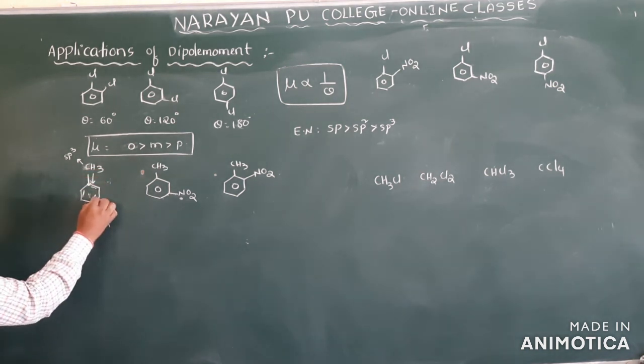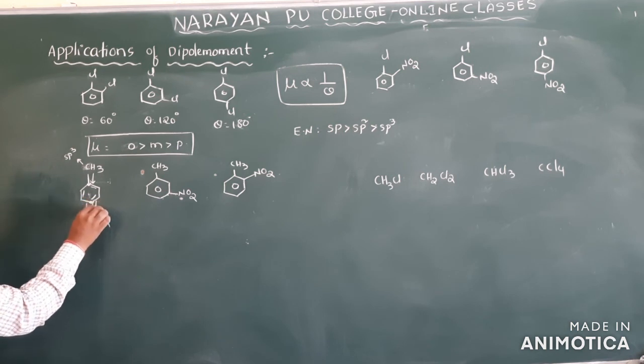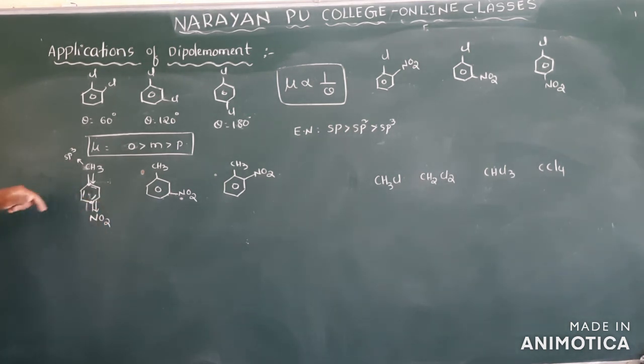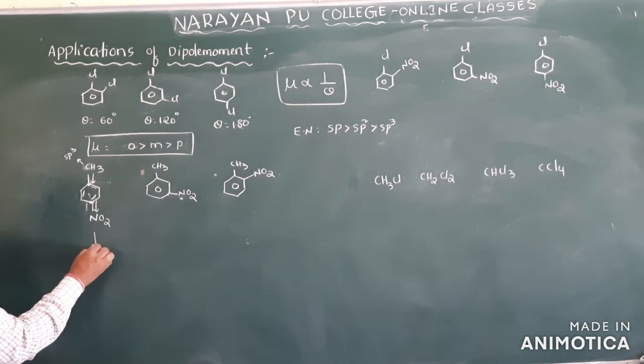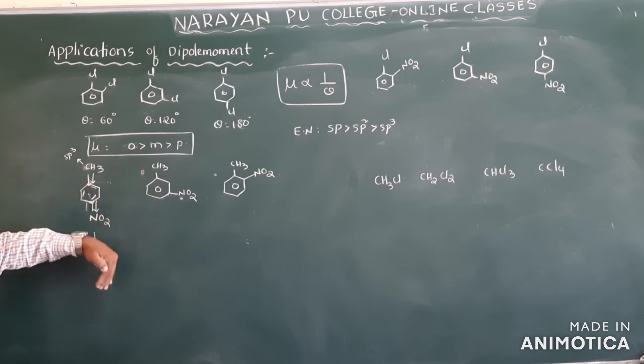And here carbon, here nitrogen. Which one is more electronegative? This one. See now, the resultant dipole moment: this is upward, and here also. This is downward, and this is also downwards.